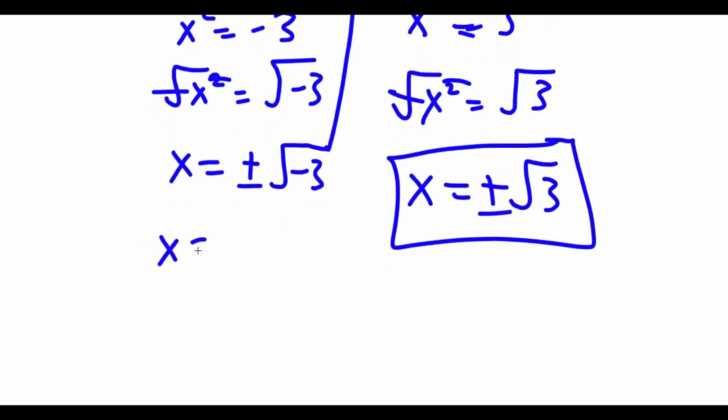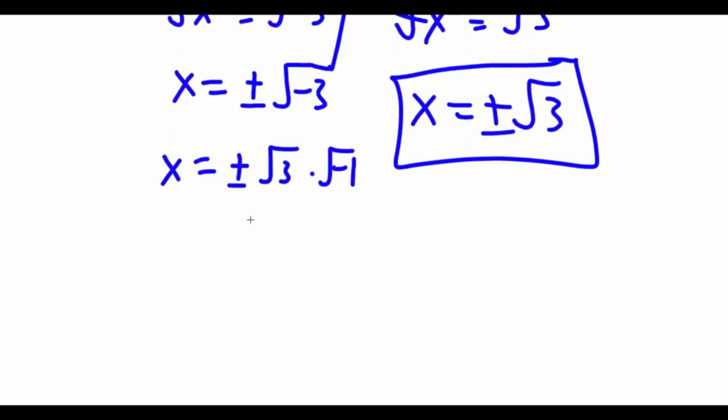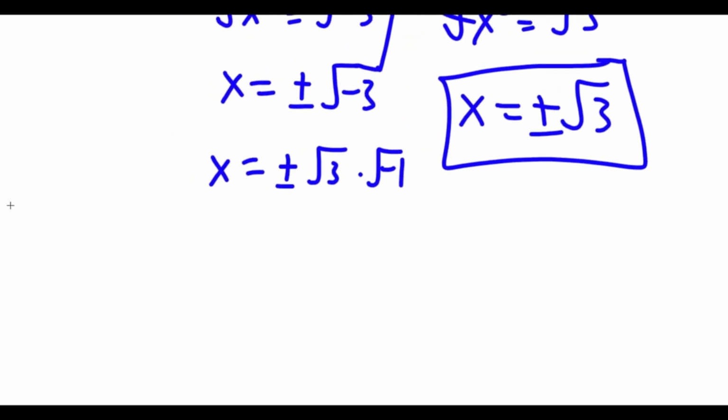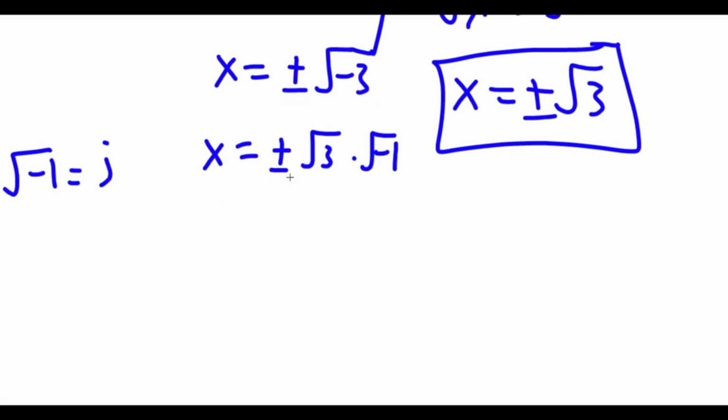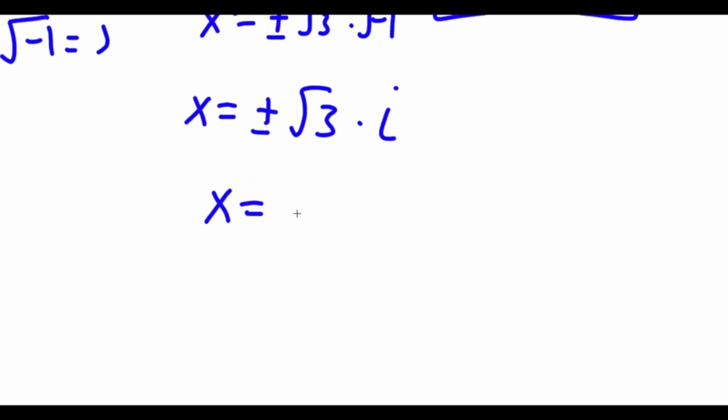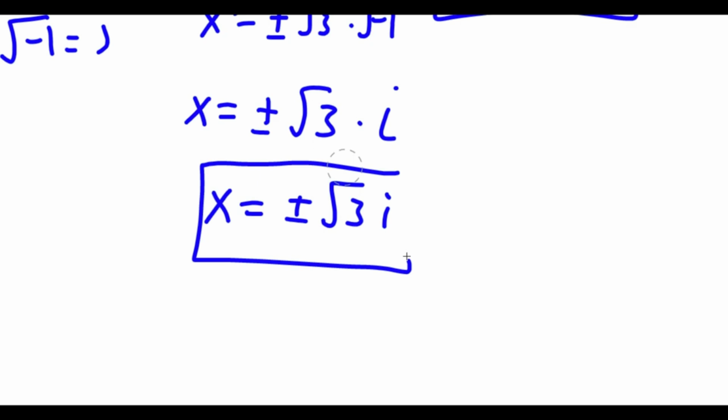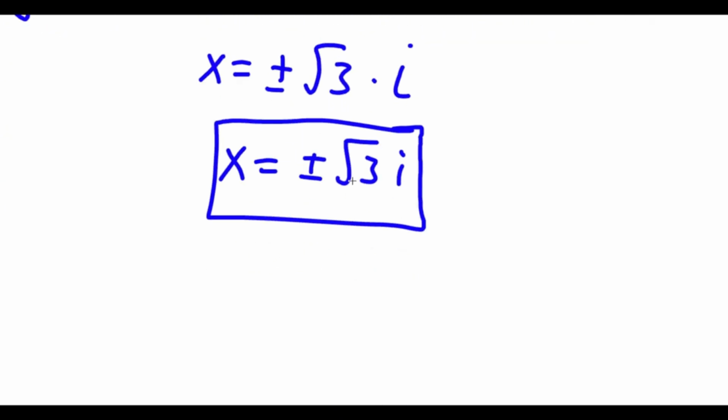The square root of negative 3, this is the same thing as the square root of 3 times the square root of negative 1. And if you guys didn't already know, the square root of negative 1 is actually equal to the imaginary number i. So if I replace the square root of negative 1 with i, I get x is equal to positive or negative square root of 3 times i. So I have x equals plus or minus the square root of 3i. So these are actually 2 more solutions to this problem.